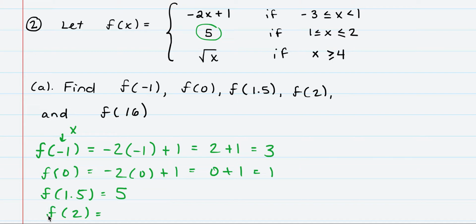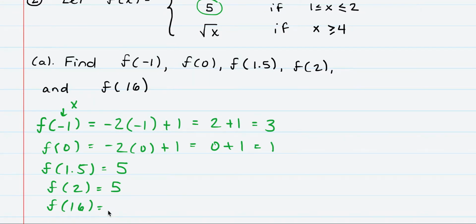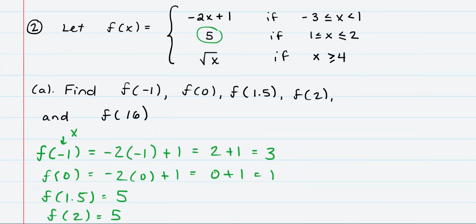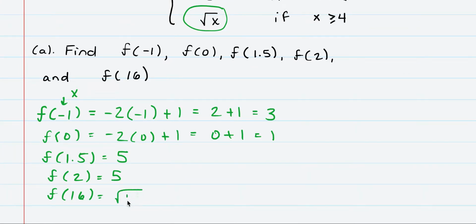That's true for this one as well, because 2 is between 1 and 2, and we're going to plug in x is equal to 2, but there's no x, so we just get 5. How about 16? Well, 16 is greater than or equal to 4, so we're going to go with the square root, and if we take the square root of 16, we get 4. So these are the values of the function at these particular x values.